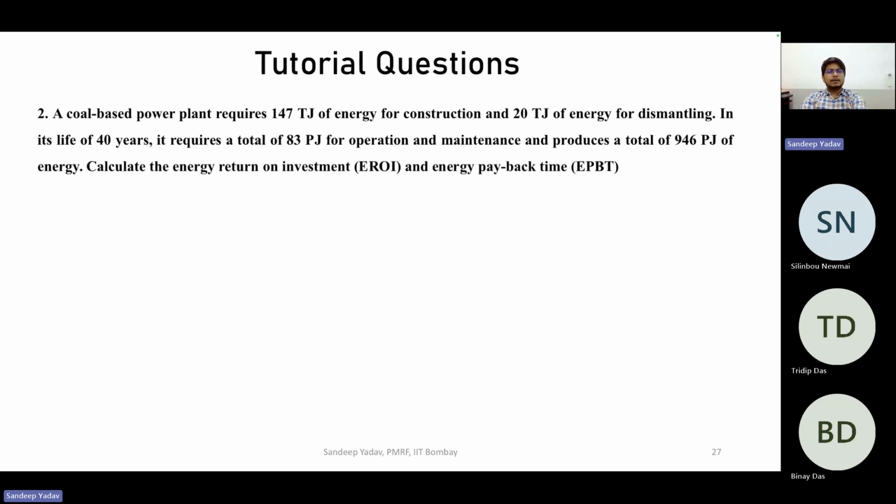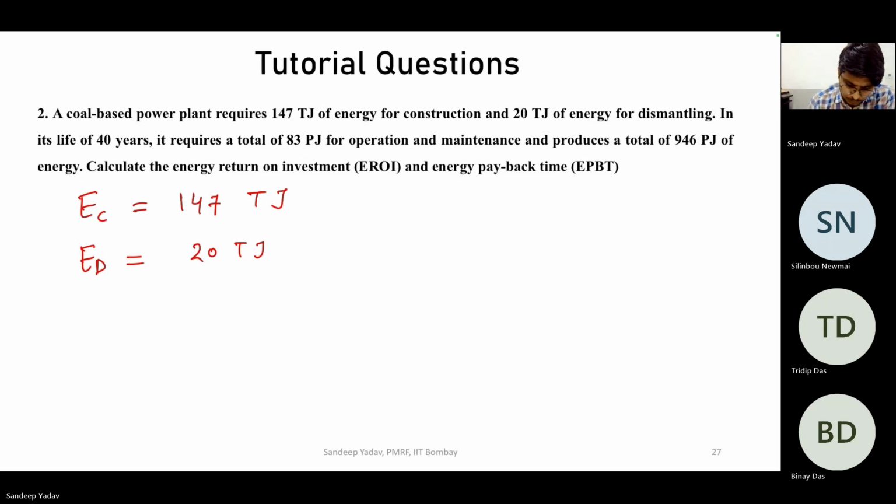Now we have to calculate the energy return on investment and energy payback. To begin with, we know the plant's construction energy. So construction energy, we can write EC is equal to 147 terajoules. Other thing is the dismantling energy, so we can write ED as 20 terajoules. Life cycle is given.